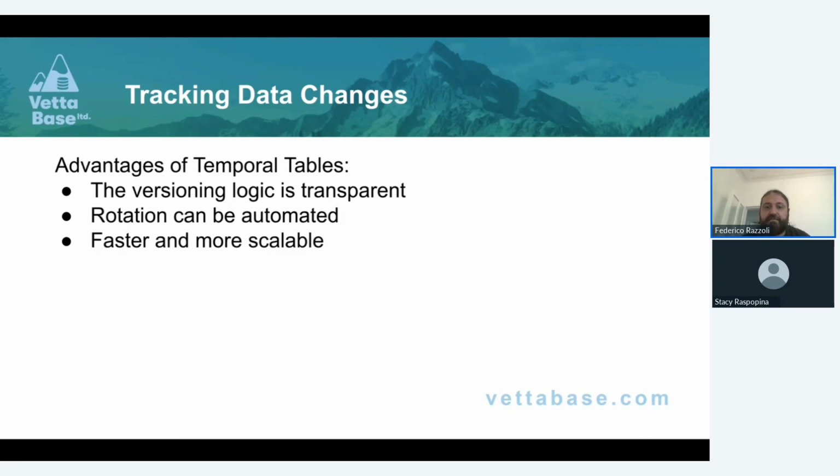So temporal tables are better in this respect, right? Because the logic of the versioning is transparent. It's already implemented in MariaDB. We don't have to write triggers to explain how to version the data changes. The rotation of old rows can also be automated. I will show this very briefly. Also, they are faster and they are more scalable.